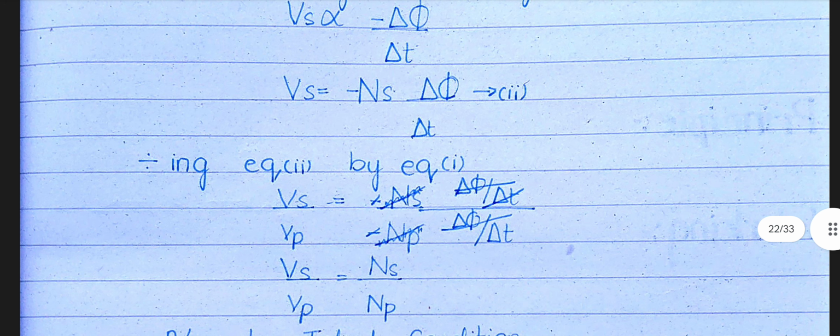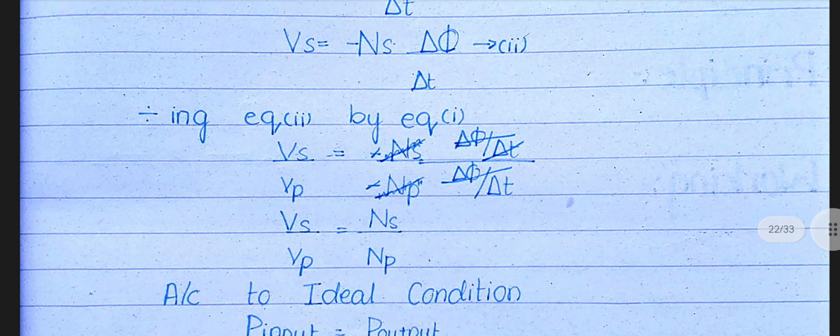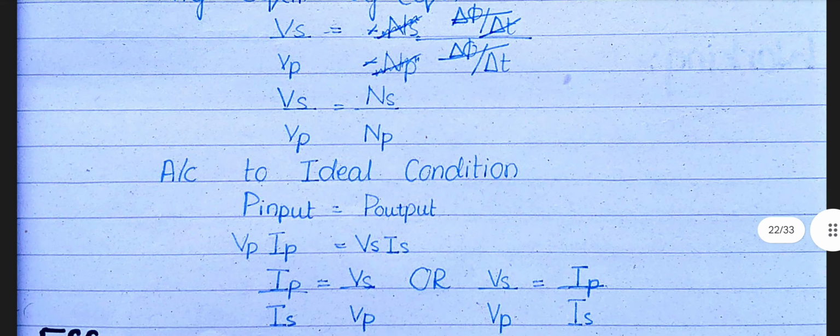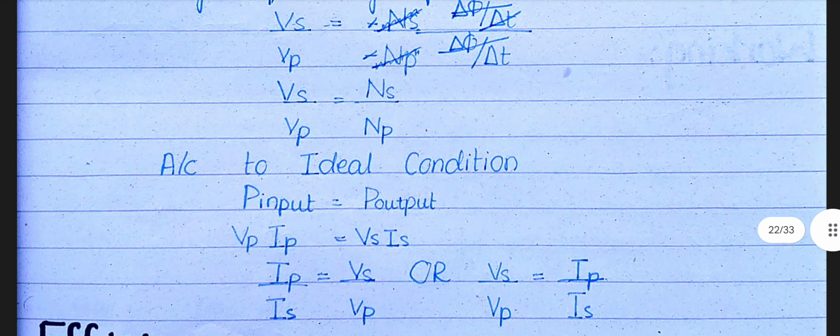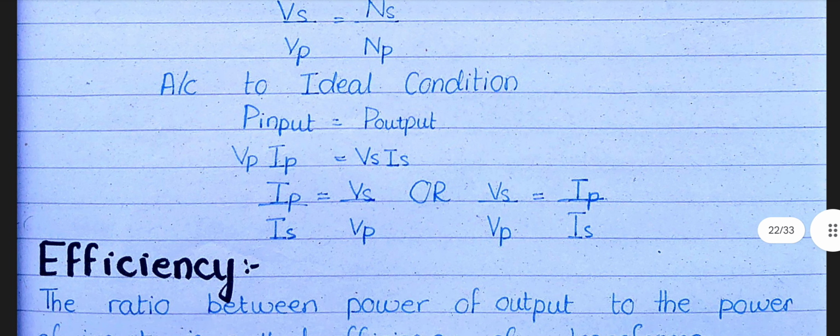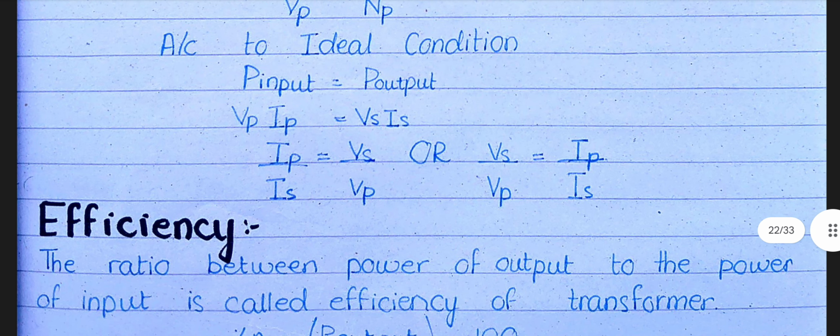Dividing equation 2 by equation 1, Vs upon Vp is equals to minus Ns upon Np delta phi upon delta t upon delta phi upon delta t. Vs upon Vp is equals to Ns upon Np. According to ideal condition, P input is equals to P output. Vp Ip is equals to Vs Is. Ip upon Is is equals to Vs upon Vp, or Vs upon Vp is equals to Ip upon Is.